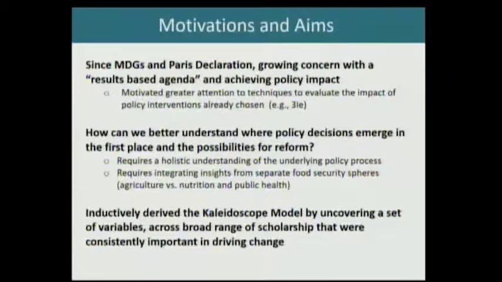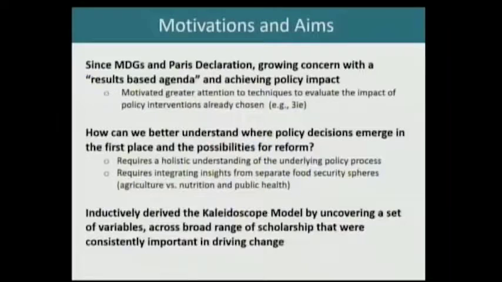And so our Kaleidoscope model is inductively derived. It began with a huge literature review, political economy, public administration, policy process literatures, and then informed by looking at actual case studies on the ground of what drove policy reform across a wide array of areas. We're talking education, health, nutrition, agriculture, social protection, and narrowing down what were the consistent set of variables that seemed to be consistently important, regardless of the country, regardless of the policy domain. And so we came up with 16 variables that seemed to always be really important.